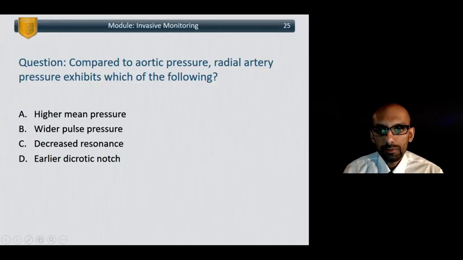Now, compared to aortic pressure, radial artery pressure exhibits which of the following? Higher mean pressure, wider pulse pressure, decreased resonance, or earlier dicrotic notch.